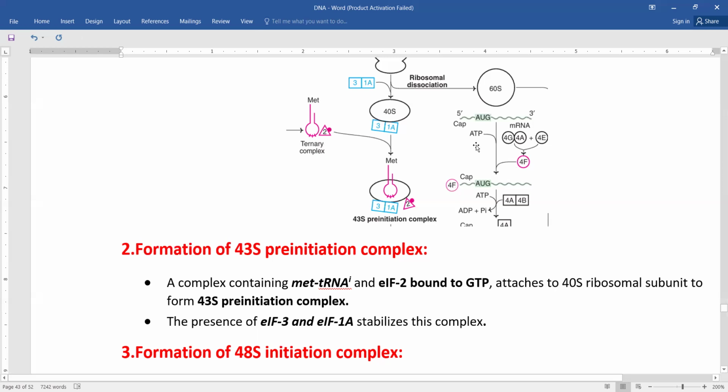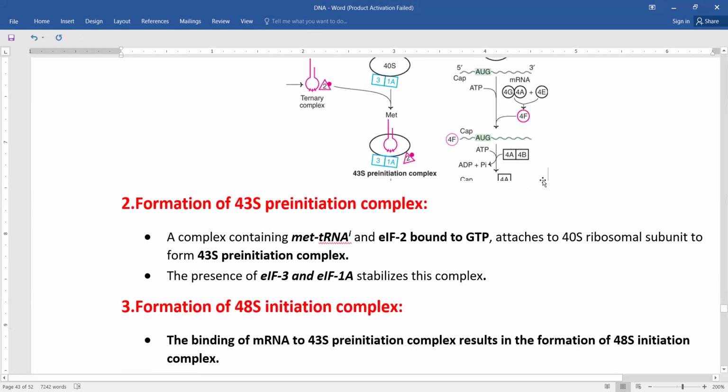Okay, so ATP gives energy, and another ATP is also consumed here for the binding of 4A and 4B at the 5' area. Okay, that is to stabilize the mRNA. So now the mRNA with 4F, 4A, 4B is what we call the activated mRNA.